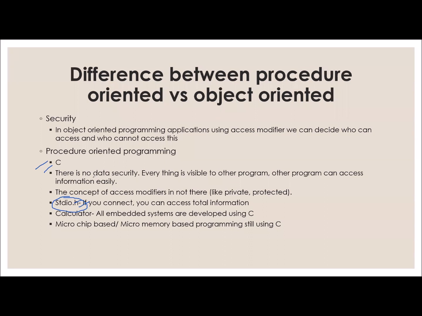But when we require security, we have to go for object oriented programming, for example when we are designing an application for banking. Then we should not go for procedure oriented programming. Object oriented programming enhances our security by using a single concept called the access modifier. By using the access modifier, we decide who can access this program and who cannot.